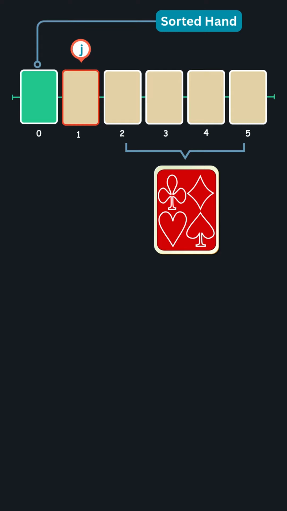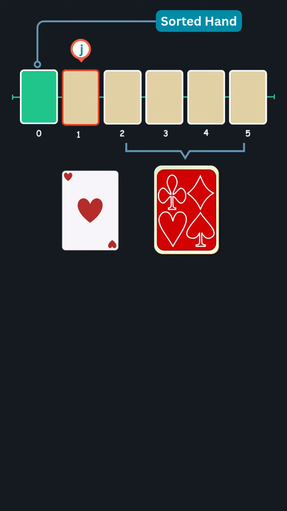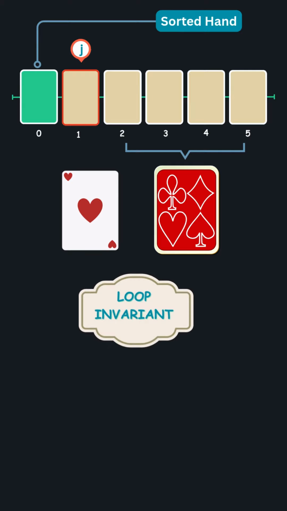The element at index j represents the current card being inserted into the hand. This separation is our loop invariant. It holds true before each step. Next, we'll see how we maintain it using an example.